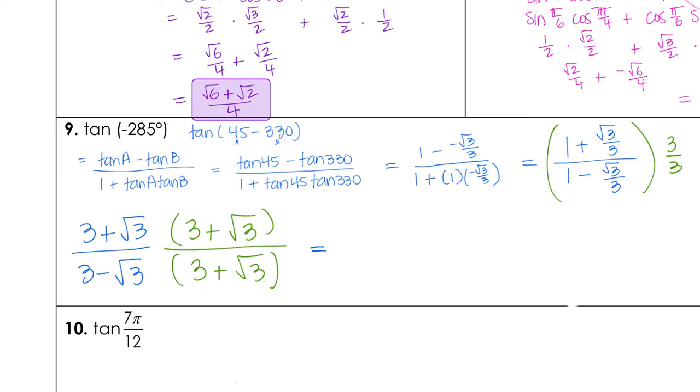3 times 3 is 9. 3 square root of 3. Plus another 3 square root of 3. Plus 3. All over. Then FOIL the bottom. 3 times 3 is 9. 3 times square root of 3. Negative 3 square root of 3. And negative 3.